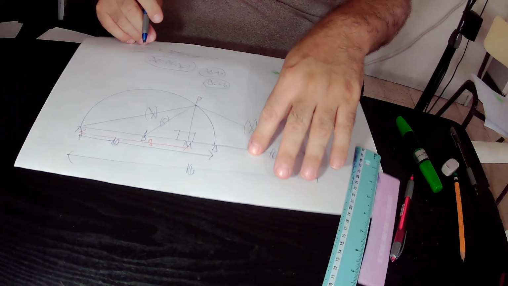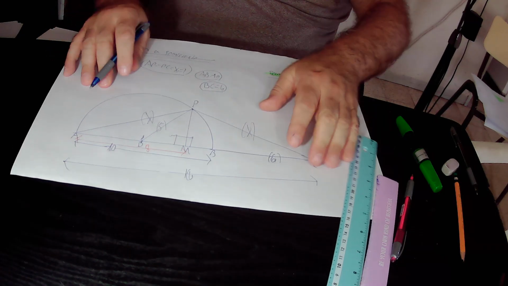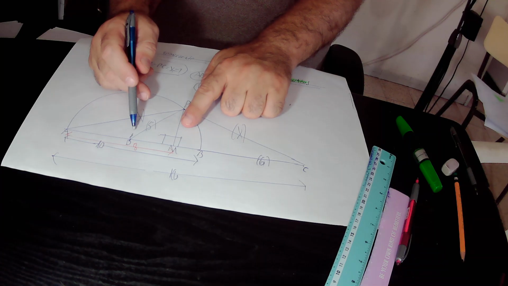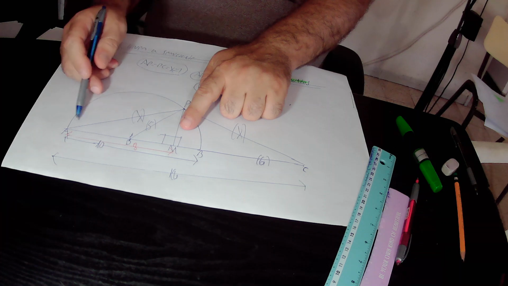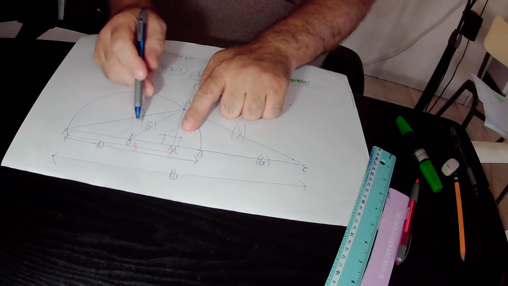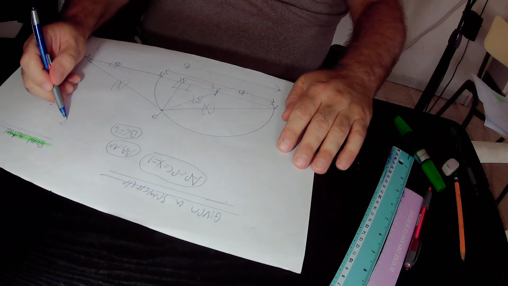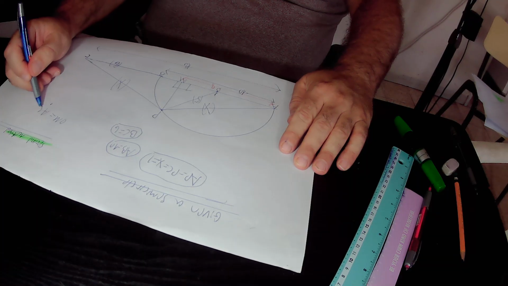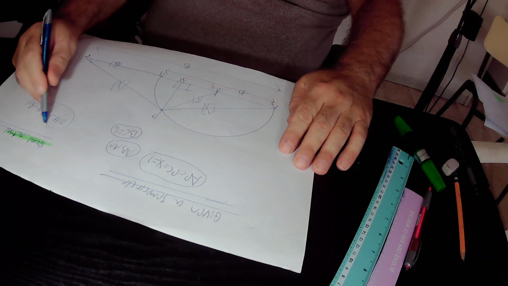What is the length of the small line segment OA? OA equals to, this letter is M. What is the length of the small line segment OM? OM equals AM minus AO. Again, OM equals AM minus AO. So I write it down. OM equals AM minus AO.